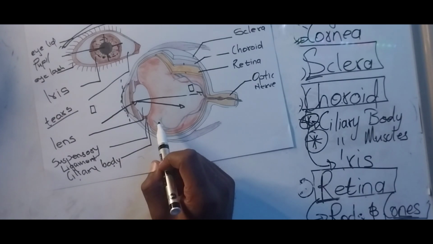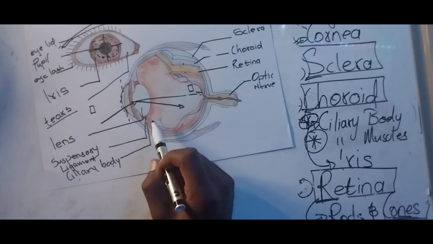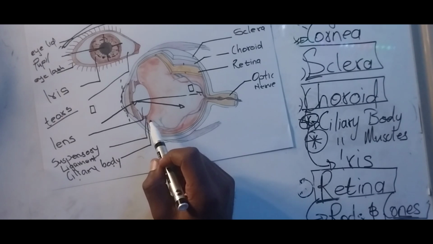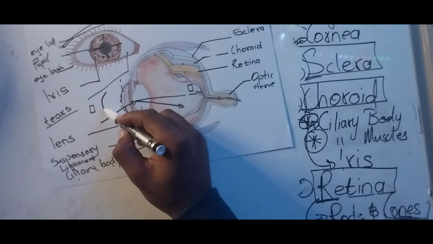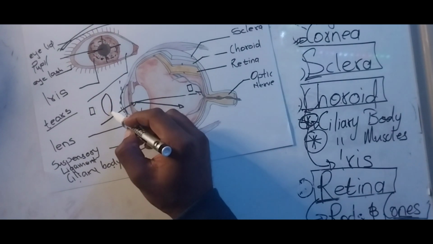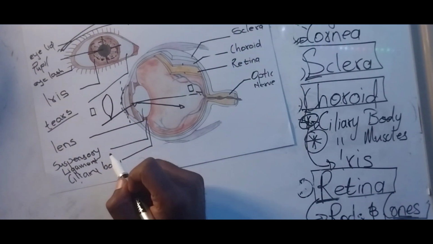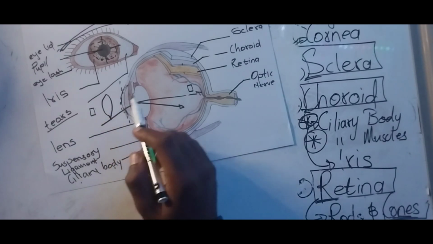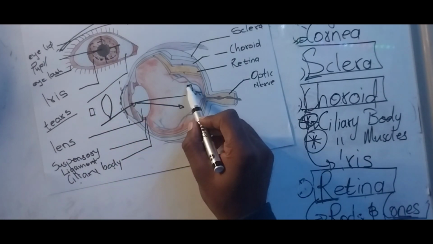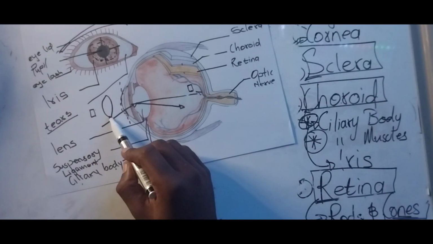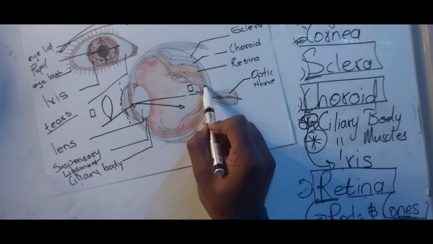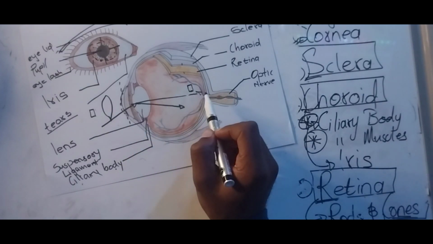So what we do is we give this type of individual a lens. This lens is called the convex lens. This lens is going to correct this problem where the image falls in front of the retina. After the convex lens, the image is going to fall on the retina.